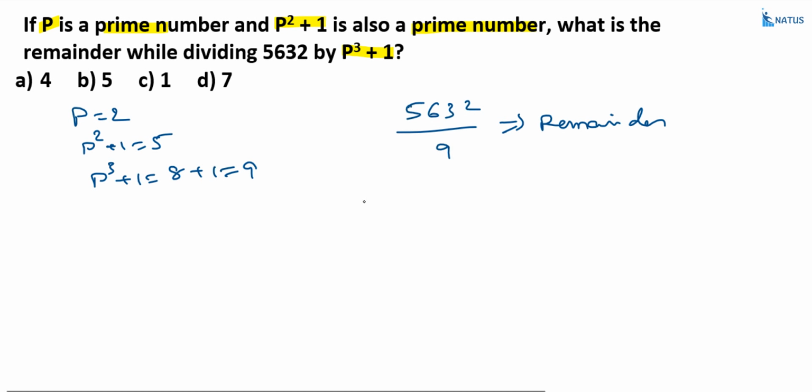Now what is the sum of these digits? That is 5 plus 6 plus 3 plus 2, which is equal to 16 or not. If you divide 16 by 9, what is the remainder? The remainder is equal to 7. So what is the answer? Option D is the correct answer.